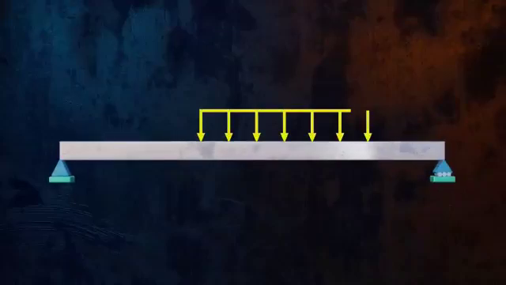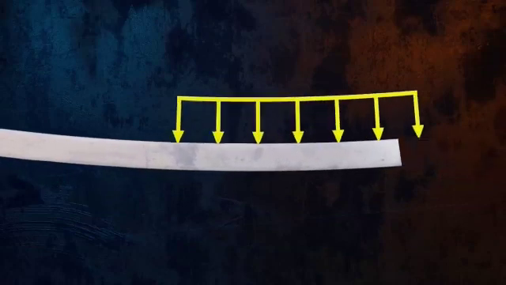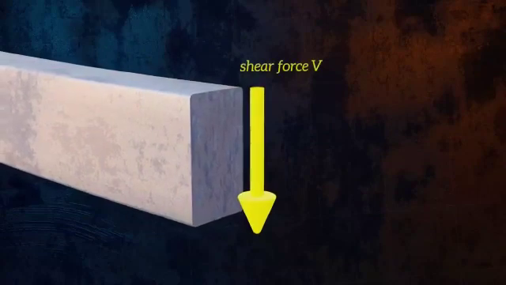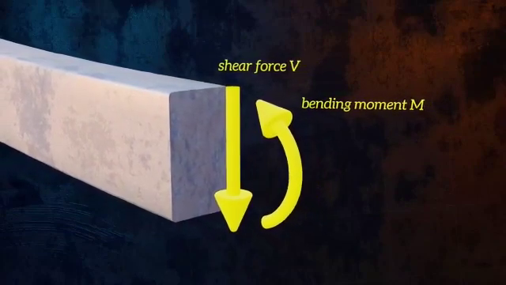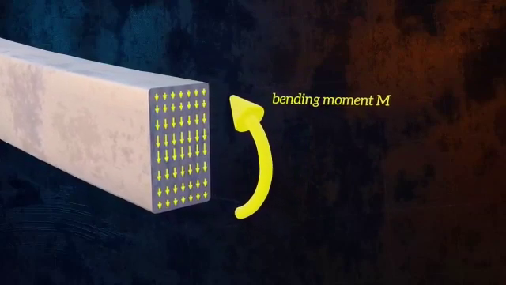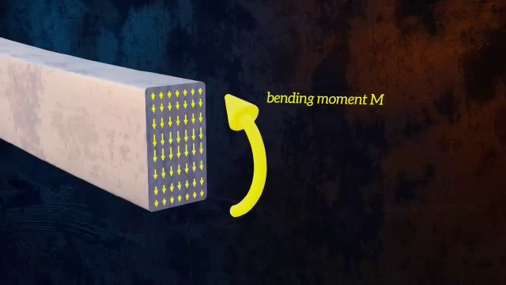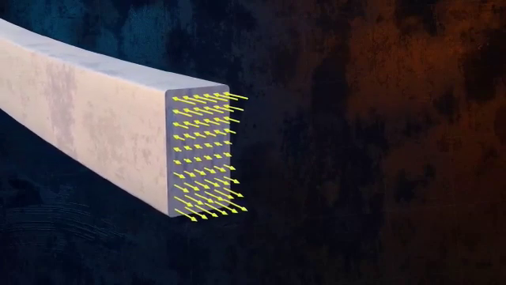If we apply a load to a beam, it will deform by bending. This generates internal stresses, which can be represented by a shear force acting in the vertical direction and a bending moment. The shear force is the resultant of vertical shear stresses, which act parallel to the cross-section, and the bending moment is the resultant of normal stresses, called bending stresses, which act perpendicular to the cross-section.